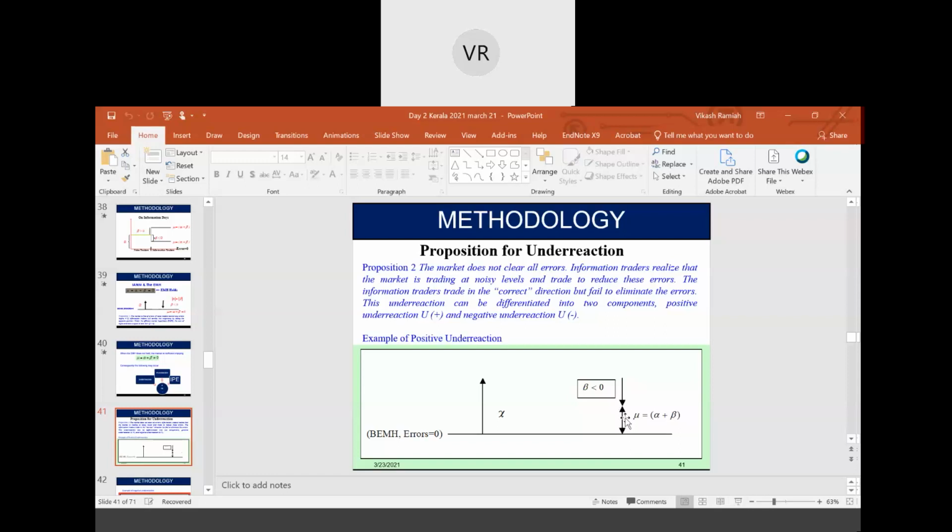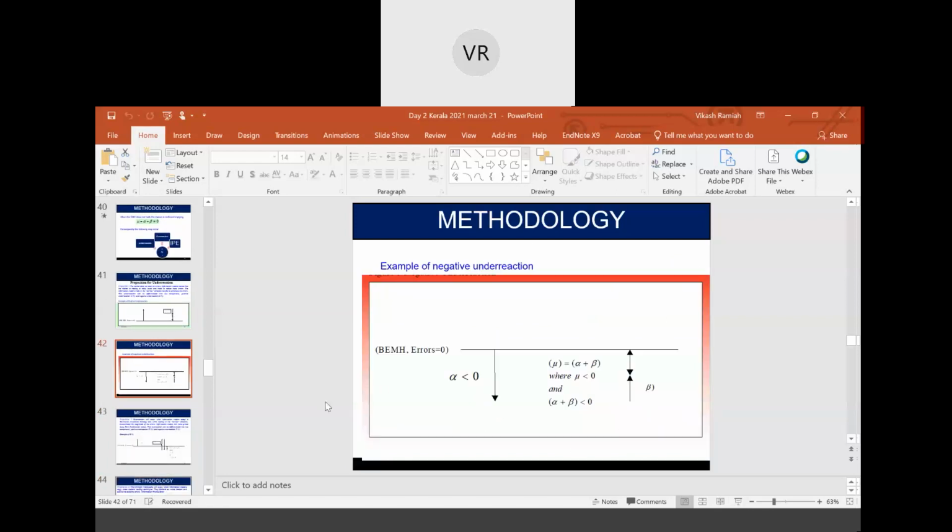So for me, this is on the positive side, and I call it positive underreaction. In a similar manner, things can be on the negative side. As you see noise traders going in the opposite direction, you oppose them. Remember, both can be seen as a contrarian investment strategy. And they leave an error of mu in the market, being negative. I call it negative underreaction.